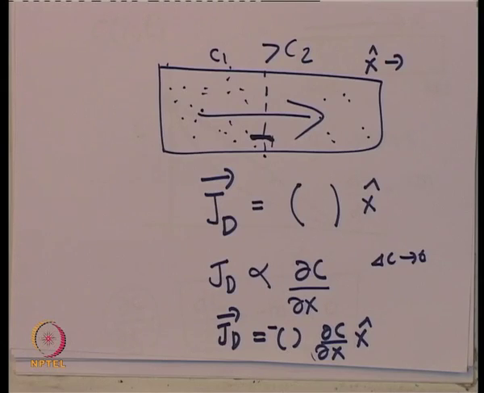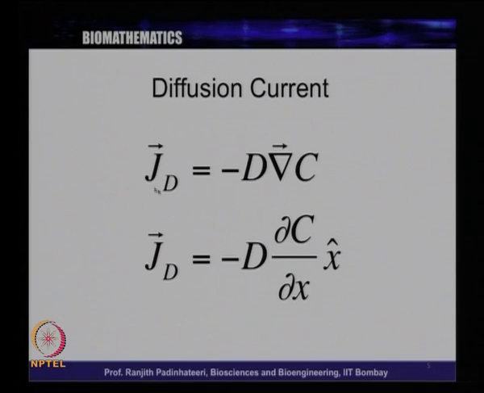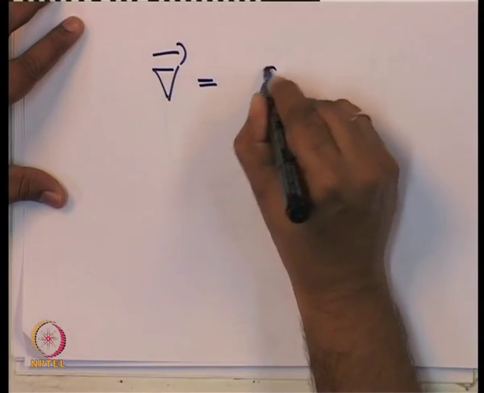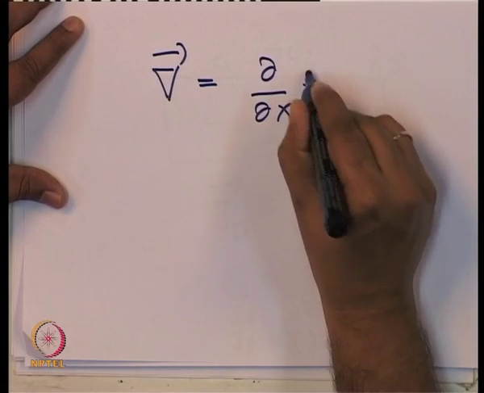So, this leads to our next slide, where we said the current J d is minus D times del C, where del is something which we learned in the previous lecture. For one dimension, it is del by del x x cap. Del is a vector, a gradient vector. So, we said that del is a gradient vector. This means del by del x x cap in 1 d.